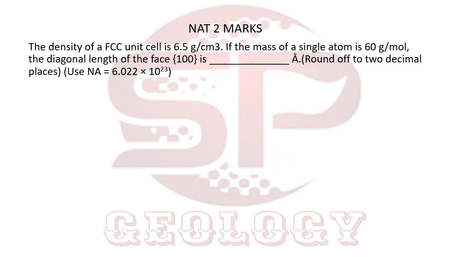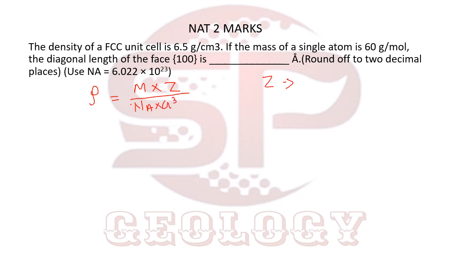The density of an FCC unit cell is given as 6.5 gram per centimeter cube. If the mass of a single atom is given here, we have to calculate the diagonal length of the face. The density of the unit cell has a formula: rho is equal to mass into number of atoms present within the unit cell, divided by Avogadro's number into volume of the unit cell.